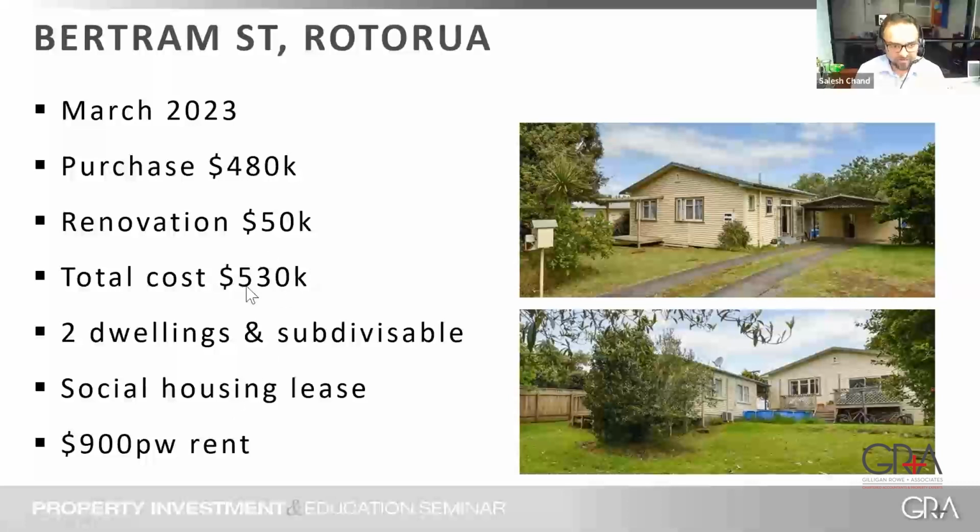Our total cost is $530,000. We're renting at $900 per week, and we got it on a 5-year lease with a reinstatement clause. What it means is if you break the house, you fix it. Fair game. We'll give you a tidy house, but if you break it, you fix it. So that's why we have it rented at $900 per week. Again, 2 dwellings, big piece of land.